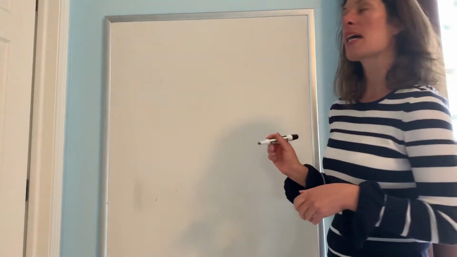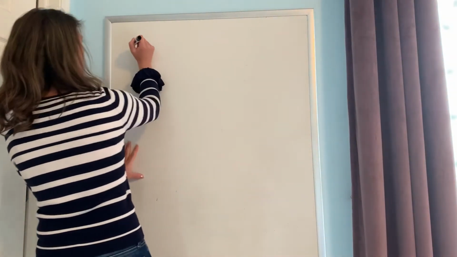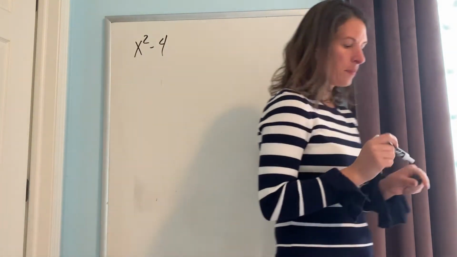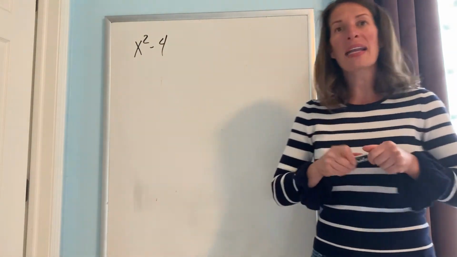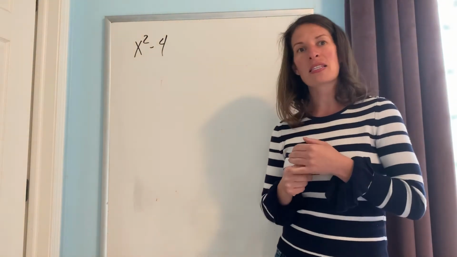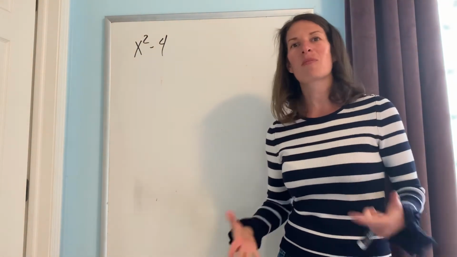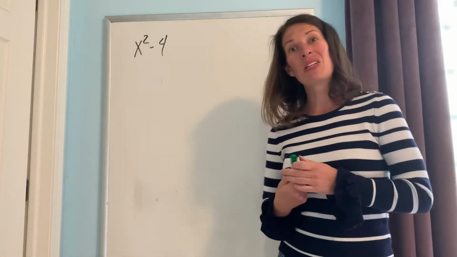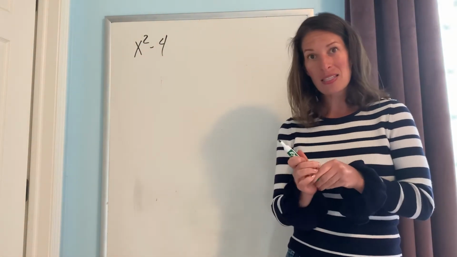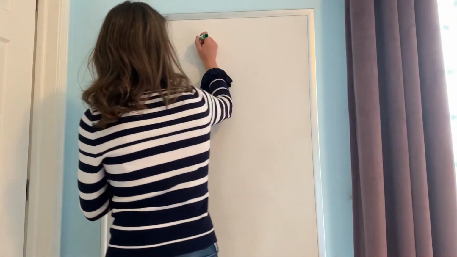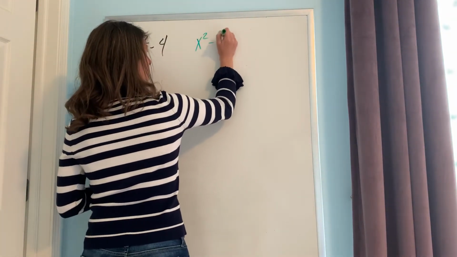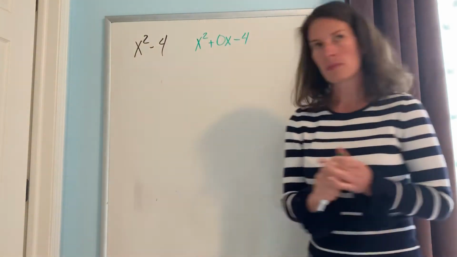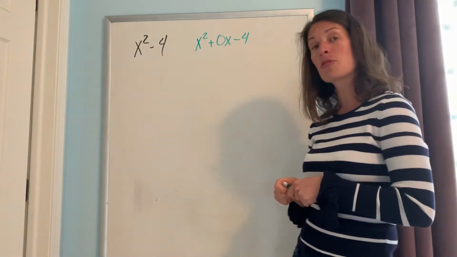Our next one is x squared minus 4. I'm going to start it over here. Okay, so I don't have a b term. I do not have an x term all by itself. So if I don't have an x term all by itself, what number goes with that? Ideally, you would recognize that that's a 0x, so that I can rewrite it as x squared minus 0x minus 4. We'll do a plus. So now I've made it into a trinomial.